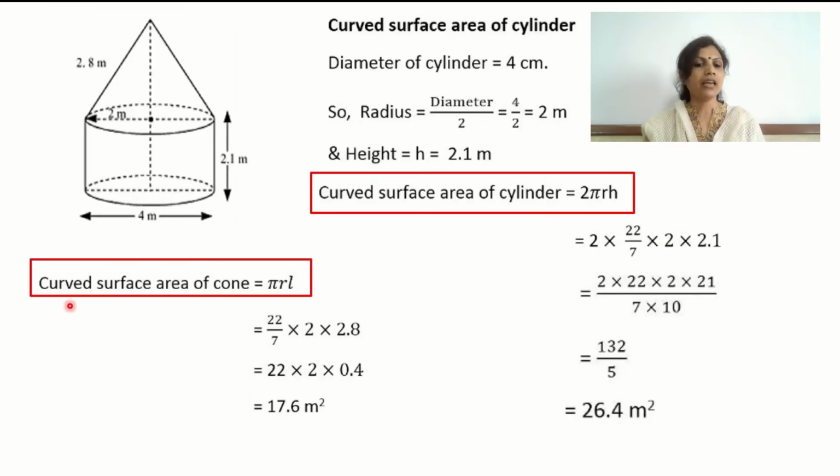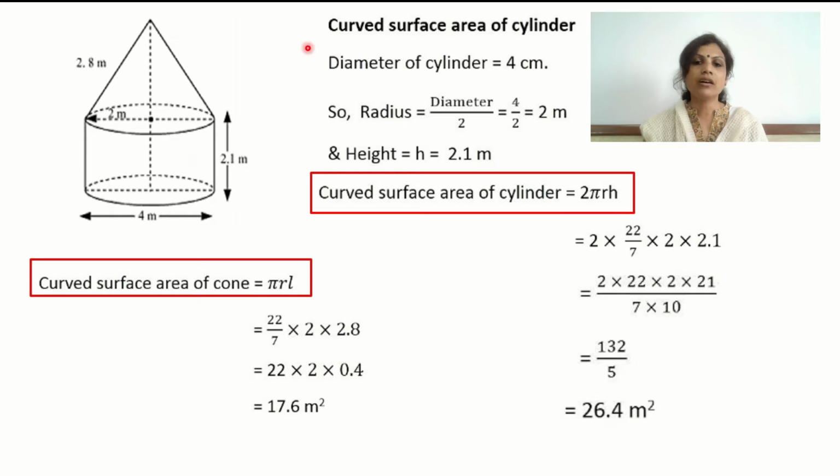So the curved surface area of the cone is given by the formula pi r l. So just substitute the values. 22 by 7 into radius 2 into slant height 2.8. So cancel 7 and 2.8, that is 0.4. So we are left with 22 into 2 into 0.4, and the multiplication is equal to 17.6 meter square. So the curved surface area of the cone is 17.6 meter square.